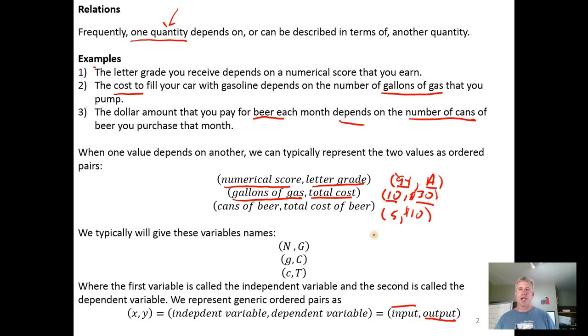When we have a generic relation in math and we don't have good letter names to give the independent and dependent variables, then we're typically going to use X to represent the input or independent variable, and we'll represent the dependent or output variable with the letter Y. But we'll only do this when we don't have context. Anytime that we have context, we'll want to use good variable names that represent the elements in the relationship.